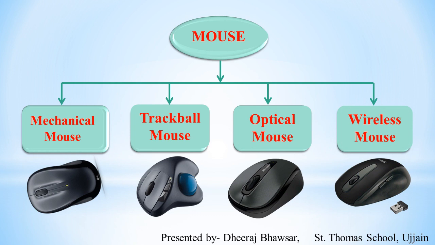This type of mouse has a rubber ball which spins in all directions. The free movement of the ball on the flat surface moves the pointer on the monitor screen. In the trackball mouse, there is a socket having a sensor fixed in it which tracks the movement of the ball to move the mouse pointer on the screen.